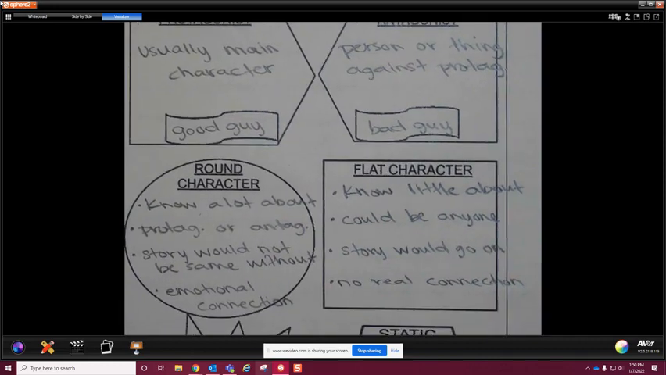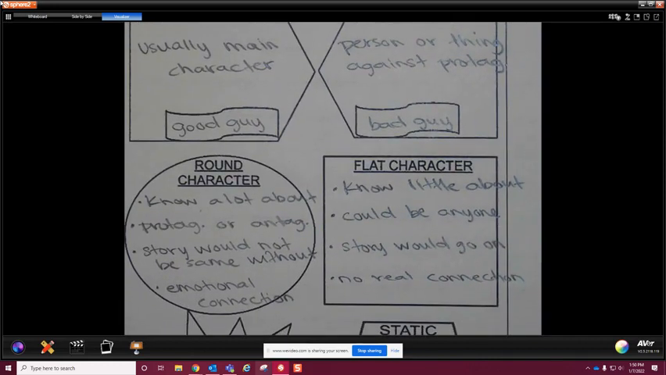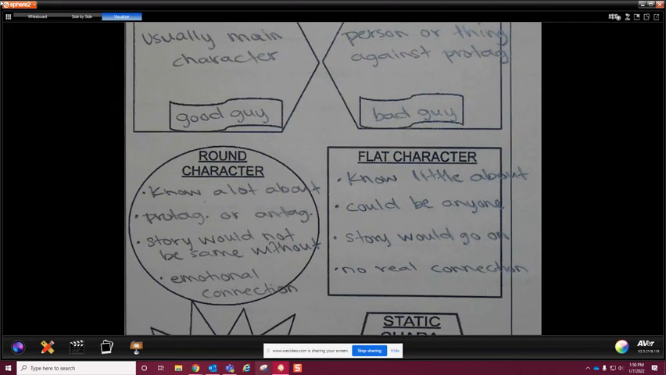Okay. The next two that we have are round character and flat character. So again, you're going to be writing these down. If you don't have your notebook, just write it on a sheet of paper and you can stick it on page 37 when we get back. I should have said that. This is on page 37 in your resource notebook if you have it. Okay, so a round character is a character that we know a lot about. It could be a protagonist or the antagonist. The story would not be the same without this character, and then has some sort of emotional connection.